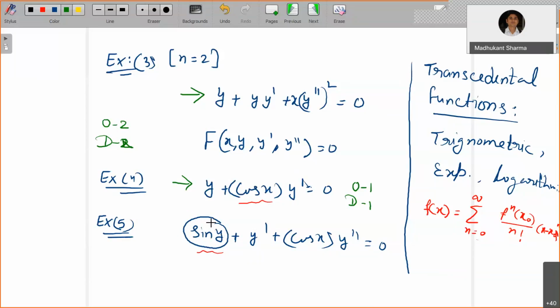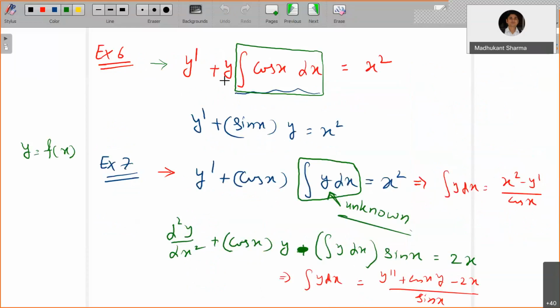So y is not the highest order derivative here. The second derivative is the highest order derivative. So here the index of the highest order derivative is 1, and the order of the highest order derivative is 2. So it's order 2, first degree.